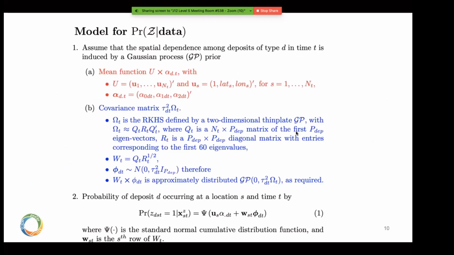So, okay, where to begin with this? What we are going to do is model the probability that you're going to find a particular deposit at a certain location in a certain era. And we're going to say that this is, well, let's talk about the link function in a little bit, but we're going to model it as having a linear component and a non-linear component.